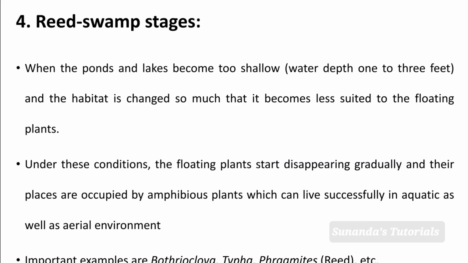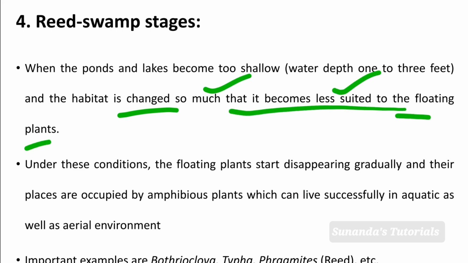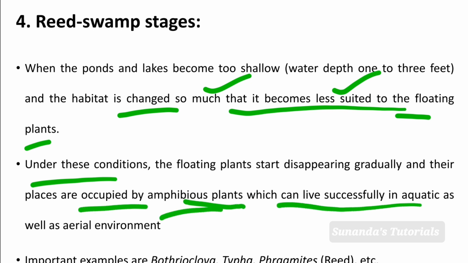Then reed swamp stage. When the ponds and lakes become too shallow, that means the water depth is very low, 1 to 3 feet only, and habitat is changed so much that it becomes less suited for floating plants. Under these conditions, the floating plants start disappearing gradually, and their places are occupied by amphibious plants which can live successfully in aquatic as well as aerial environment.